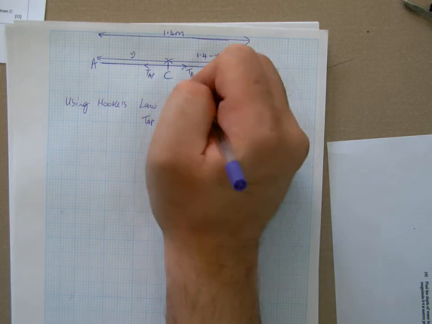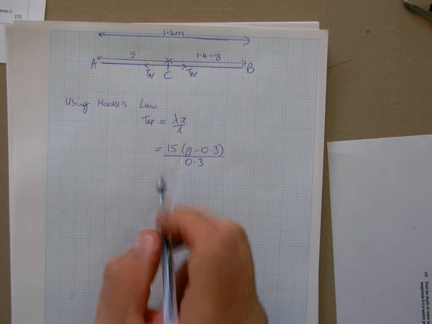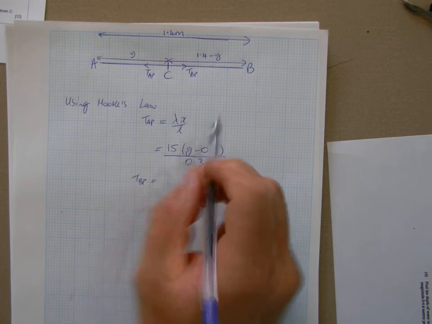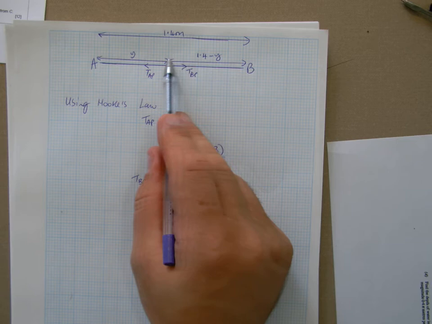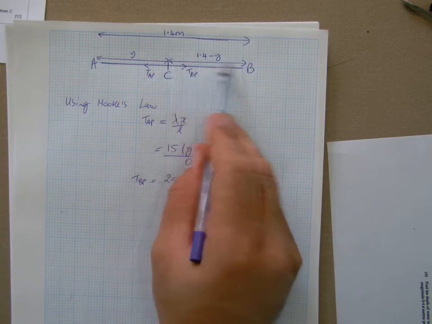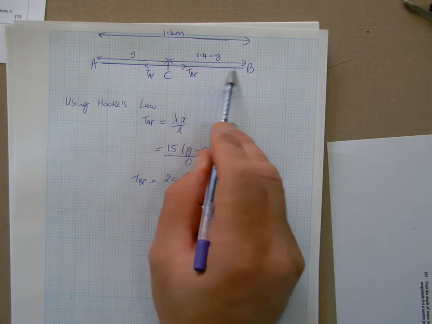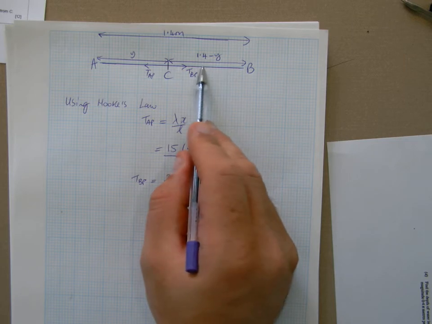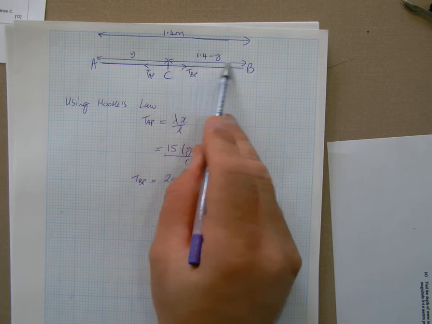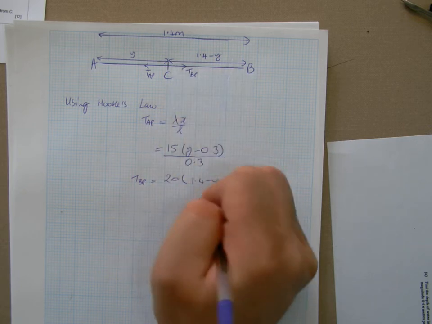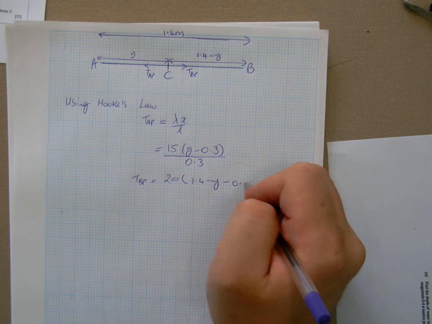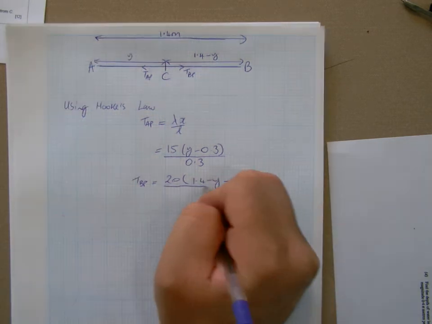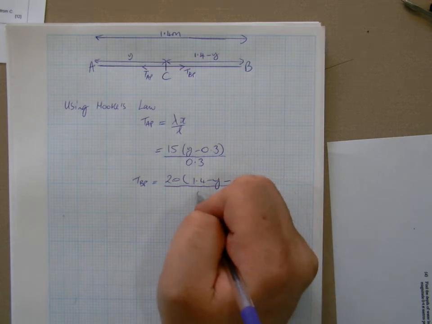So the other spring will be B to P, and similarly, using Hooke's law, tension BP will be lambda, the modulus of elasticity there, which is 20, times the extension. Let's think about it now. All of that length there is 1.4 minus y, that's what we've defined it as. But the natural length of that spring is 0.6 meters. To work out the extension, I need the whole length, which is 1.4 minus y, and then take away the natural length, 0.6. That gives me the extension, and that's divided by the natural length, which is obviously 0.6.